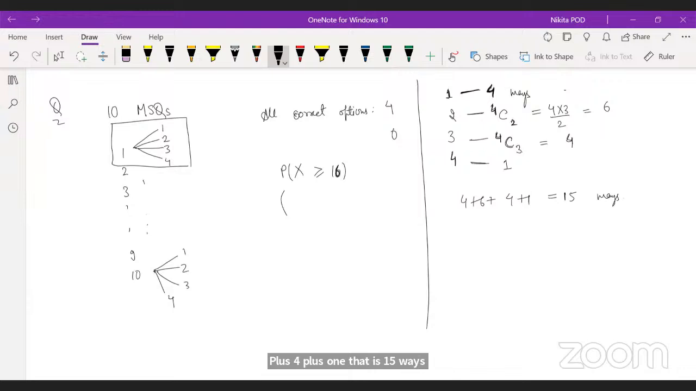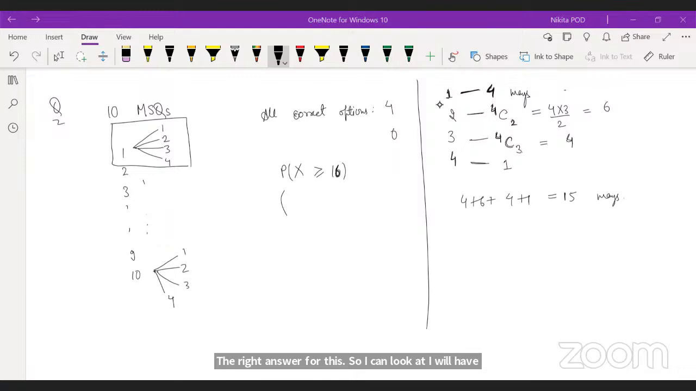Because you don't know, for a particular question, which answer is right. Forget which answer, you don't even know whether it is single correct, or you have 2 options correct, or 3 options correct, or 4 options correct. So if you look at all the possibilities, let's say I am a student given a question where the question is MSQ, and I need to mark the right answer. I can select the answer in 15 different ways, right?